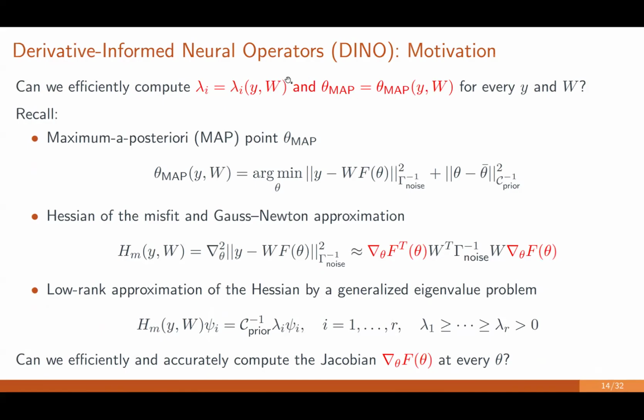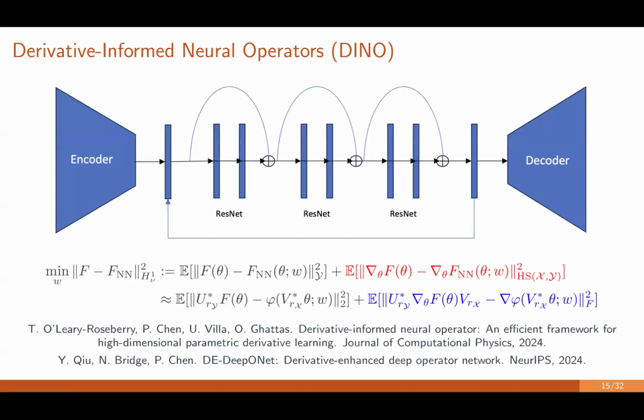In order to compute the eigenvalues and the MAP point efficiently, we need to evaluate this forward map from the parameter to observable map, and also this Jacobian. Suppose we have a good surrogate to approximate both the forward map and this Jacobian, then we can compute this lambda and theta very efficiently before we evaluate this EIG. This is where we proposed the so-called derivative informed neural operator.